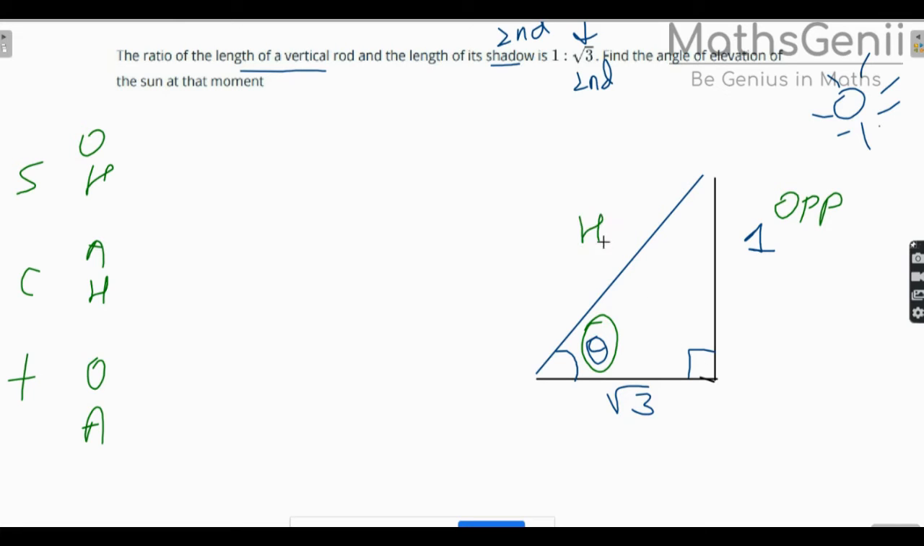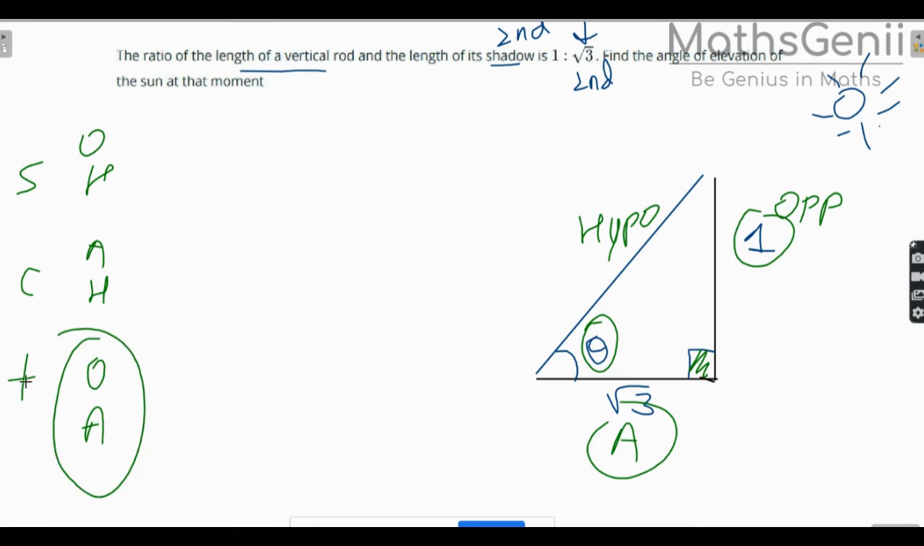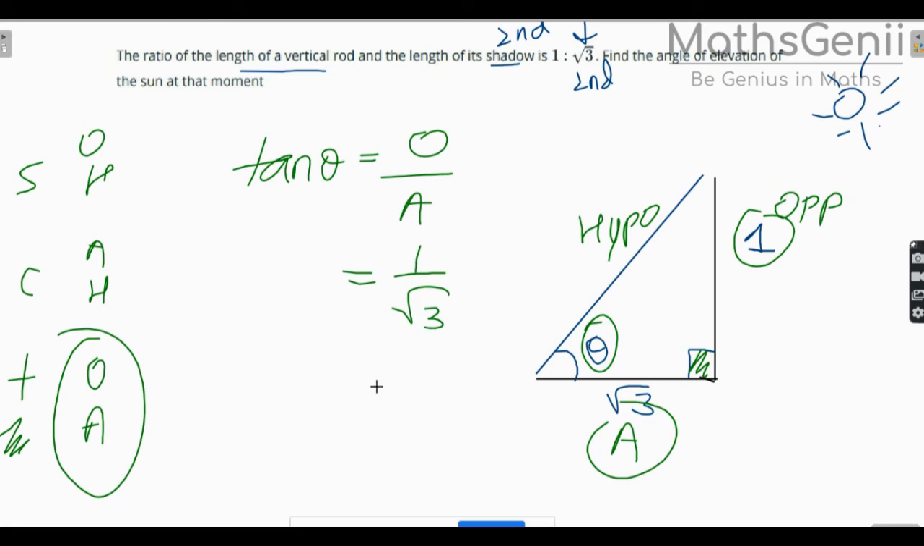This is the hypotenuse. The side opposite to 90 is always the hypotenuse, and the remaining side is always A, adjacent. So to find theta, I have opposite and adjacent, so I can use the tan theta formula. Tan theta is O upon A. So O is 1 and A is root 3.